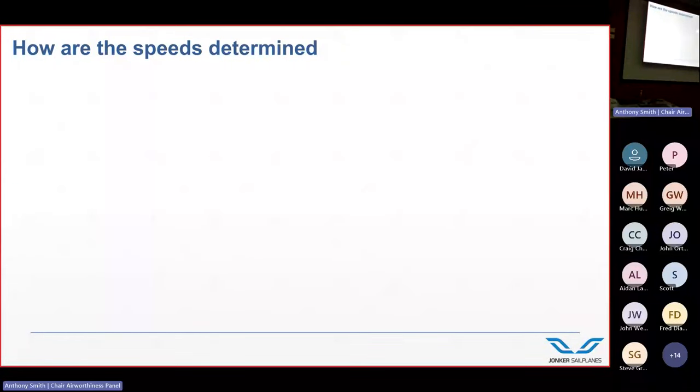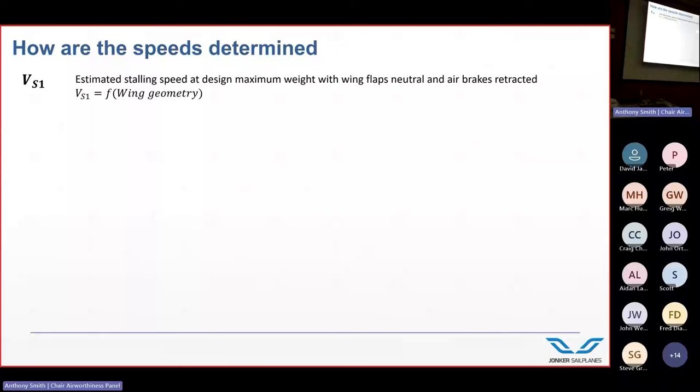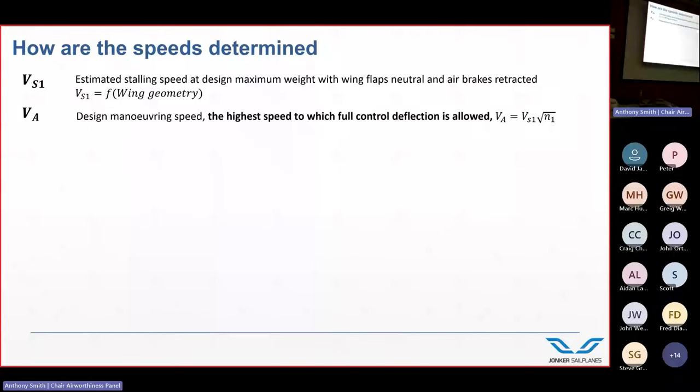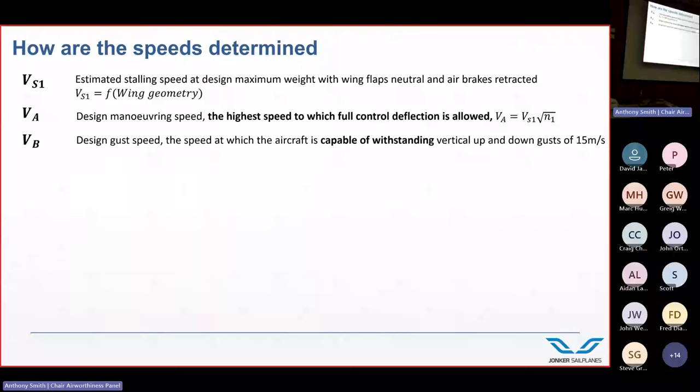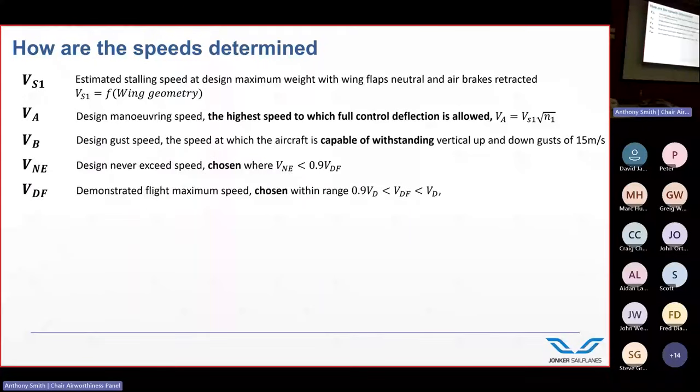So let's just check quickly how do we determine the speeds. First, the stall speed is very much dependent on a function of the wing area and the profile. VA is the highest speed at which we get full control deflection, and we say it's the stall speed multiplied by a factor. VB is the gust speed, and VNE must not be bigger than 0.9 of the design speed. What does it mean? That 0.9 means that you have to test the aircraft at least 10% more than what you give to the customer.